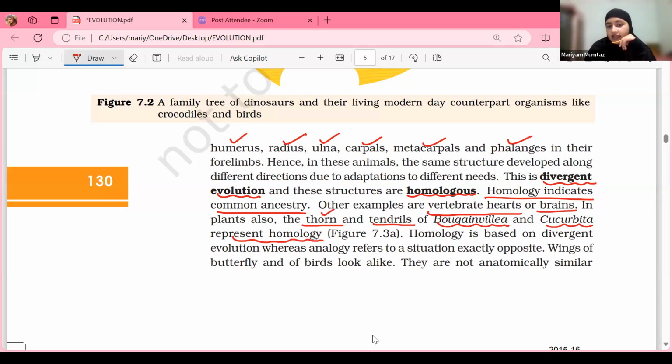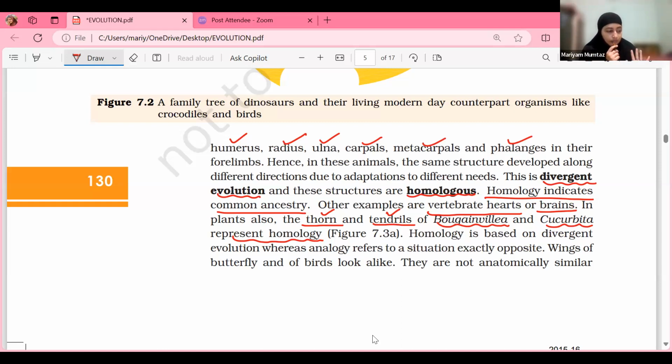The thorns and the tendrils. The thorn of Bougainvillea and the tendrils of Cucurbita. Cucurbits are watermelon, cucumber and everything that comes under this. They are so weak that they have to climb. Do you remember climbers? You might have studied climbers. Climbers climb with the help of tendrils only because they are very weak.